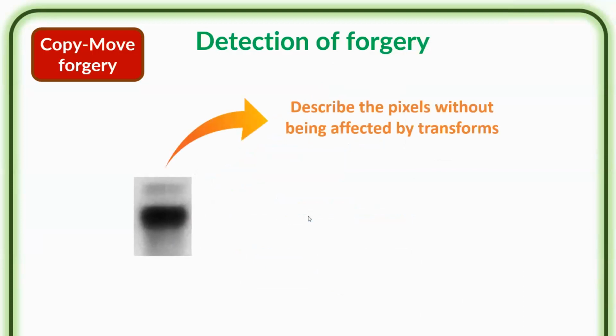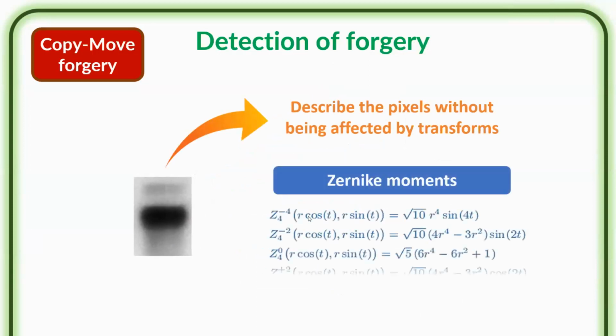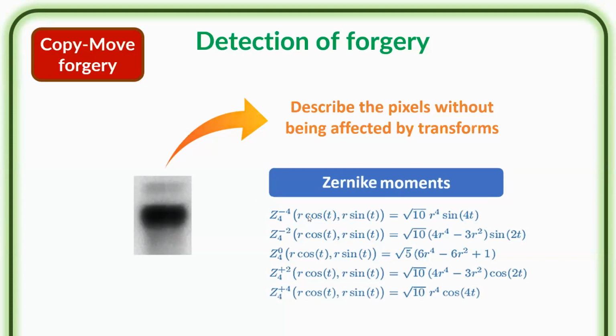So what is the need? What do we have to do? We have to describe the pixels without being affected by the transforms of the pixels. There are actually many ways, but one way to do that would be to use something called Zernike moments, which is basically a mathematical representation of a pixel or a group of pixels. These are the equations required to calculate the Zernike moment. This is the mathematical representation of all the different pixels, and this is of Zernike order 4. So Z4, that is the Zernike order 4 that we're looking at.